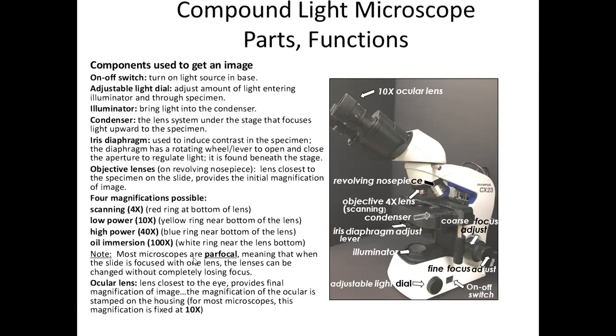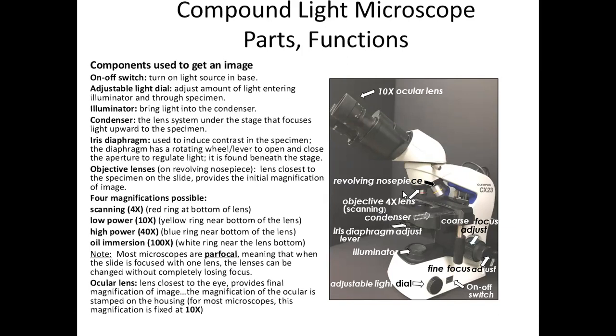Most microscopes are parfocal, meaning when you get the subject on the slide in focus on one lens, let's say the 4x lens, you can rotate this revolving nose piece to the 10x lens, and it should relatively stay in focus. You might have to do some fine focusing with this fine focus knob, but because these are parfocal, you'll be able to rotate through these different lenses and still be somewhat in focus.